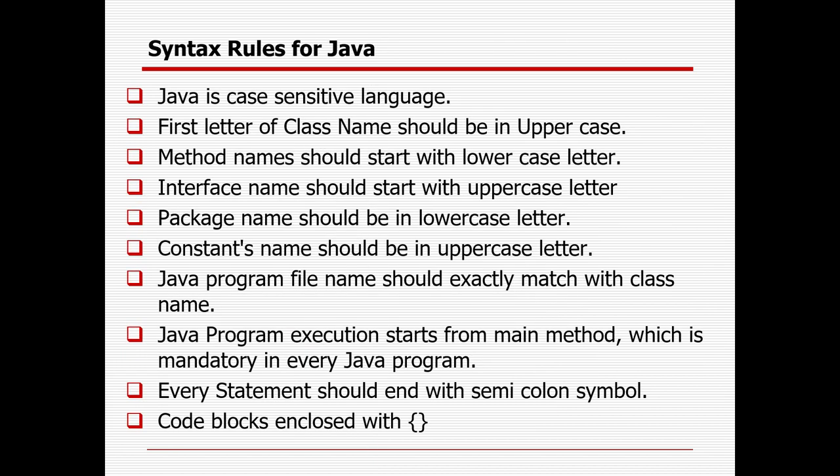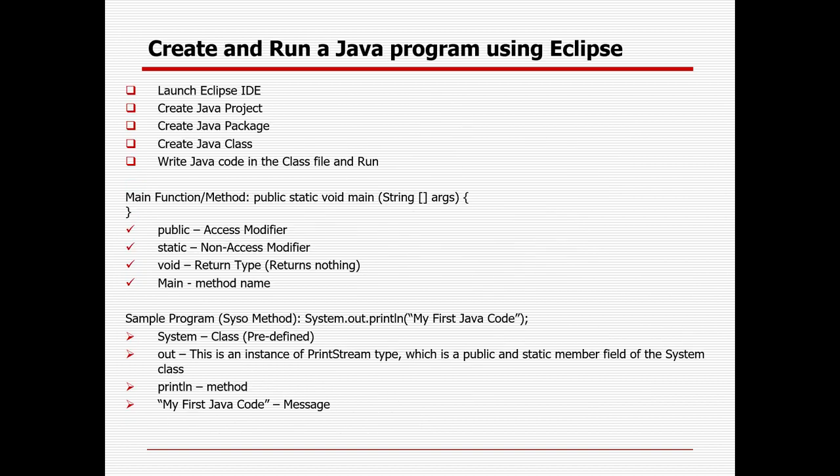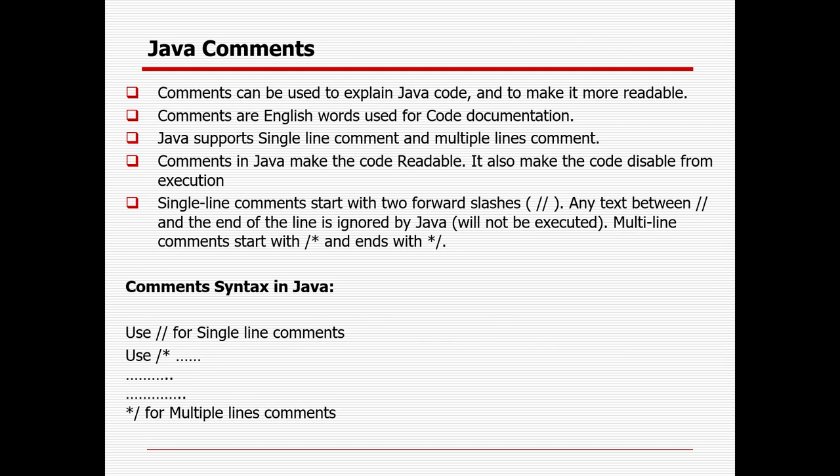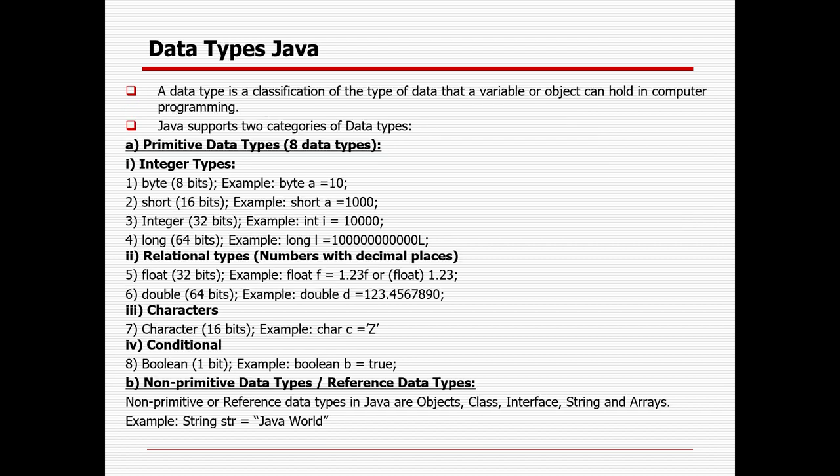Java is case sensitive. A Java program will start from the main method. Each statement will end with a semicolon, and code blocks are enclosed within curly brackets. The public static void main is the main method, and System.out.println is the method for printing something in the console. You can use single-line or multi-line comments to disable code from execution.